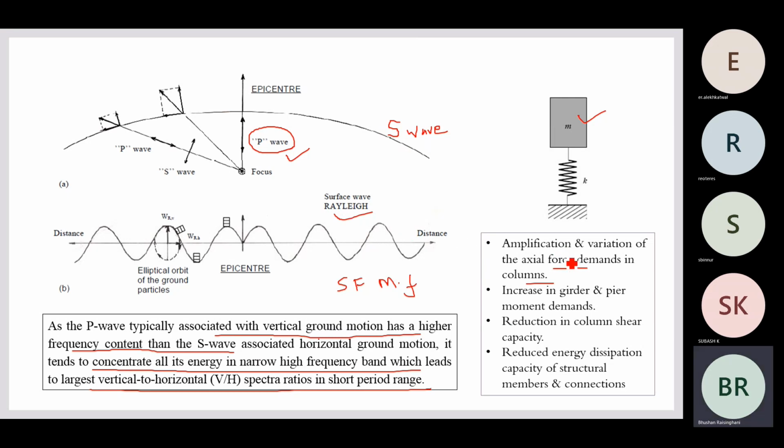So amplification and variation of the axial force demands in the column will increase, right? So that is the amplification. And an increase in girder and pier moment demand. So if you have a bridge, the pier and girder moment demand will increase, and in buildings, the axial force demand on the column will increase. Reduction in the shear capacity of the section. Reduced energy dissipation capacity of the structural members and connections. So ductility is reduced because energy dissipation is reduced. So these are the effects of the vertical earthquake.